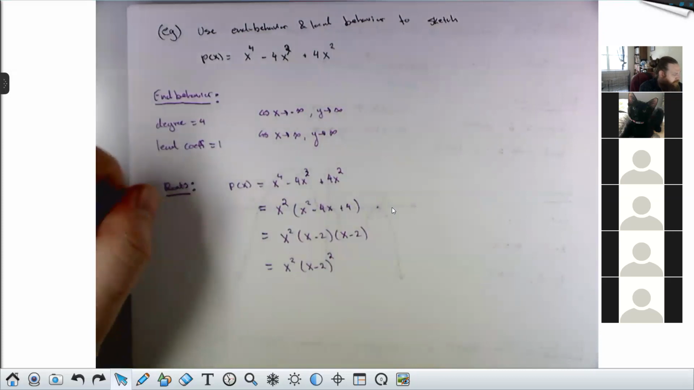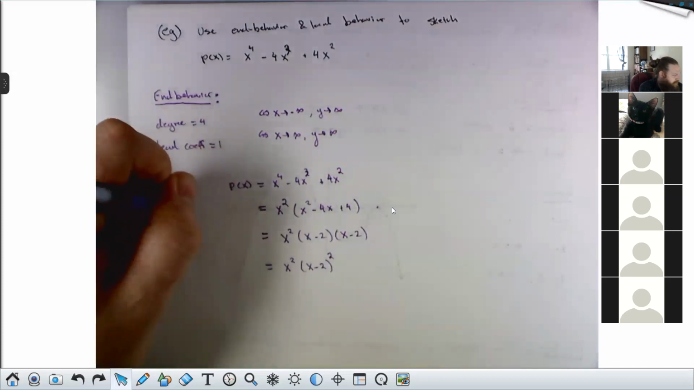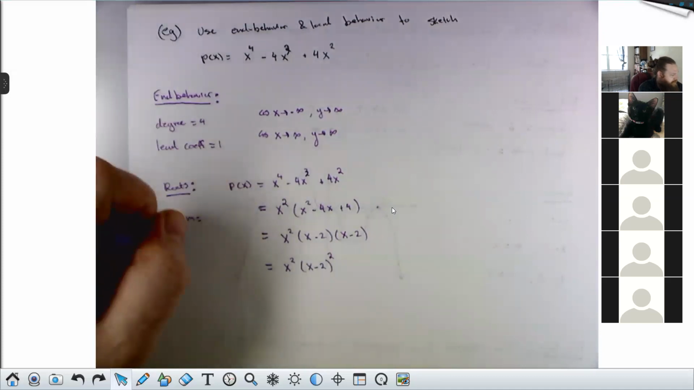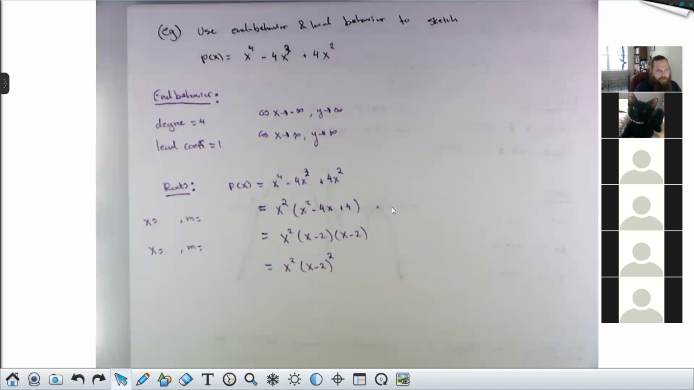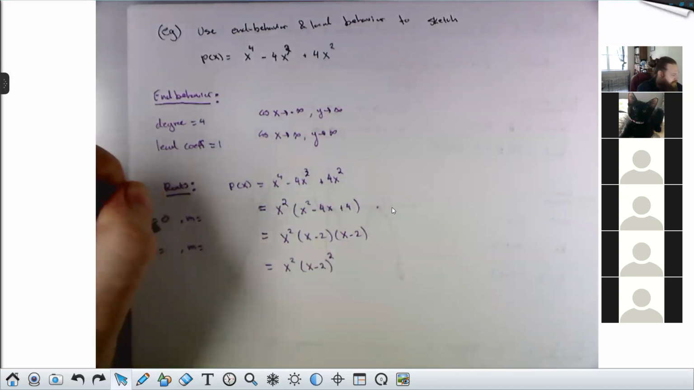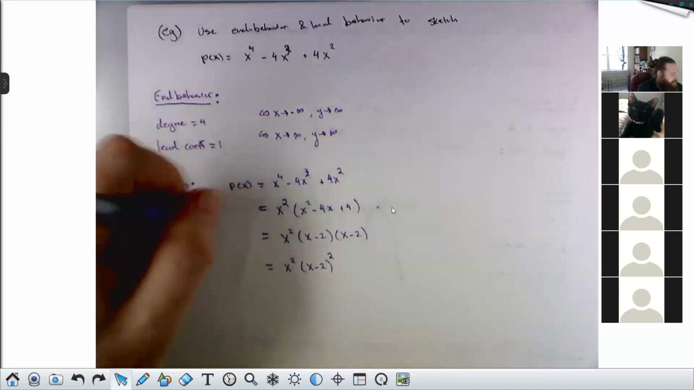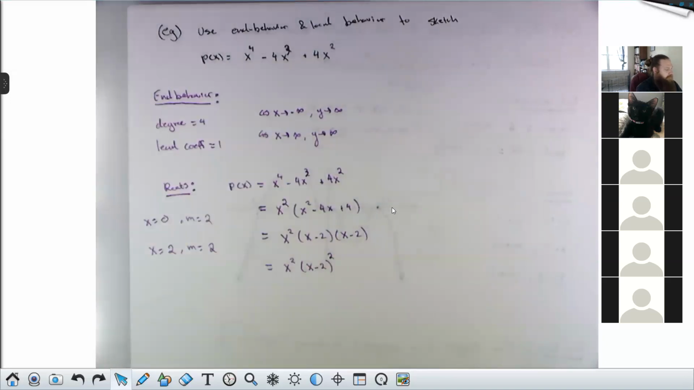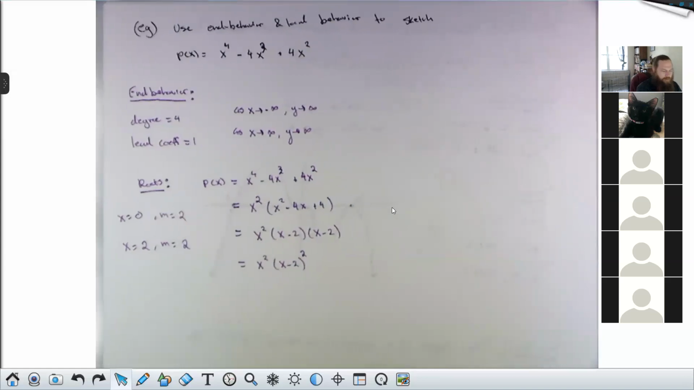So what are my roots? What are their multiplicities? 0 and 2. Very good. 0 and 2 are the roots. And what are their multiplicities? 2. Yeah, both are multiplicity 2. All right. This is all the info we need to draw a nice graph.